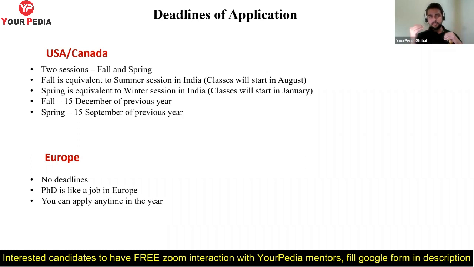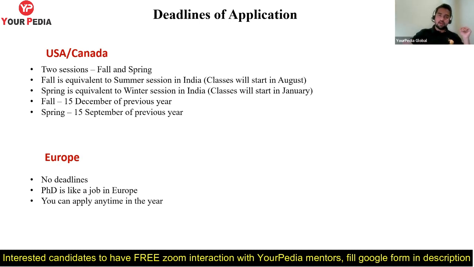Similarly, for the spring session, classes will start in January. So if you want to join classes from January 2022, you have to apply in the previous year by 15 September of 2021. So this is one date I am giving you, and you have to keep that in mind. Another point you have to keep in mind is that this is not fixed for all the universities. Most universities have this deadline, but not all.